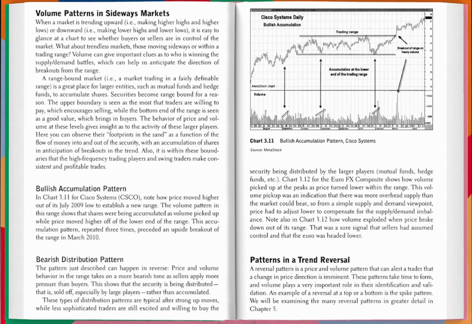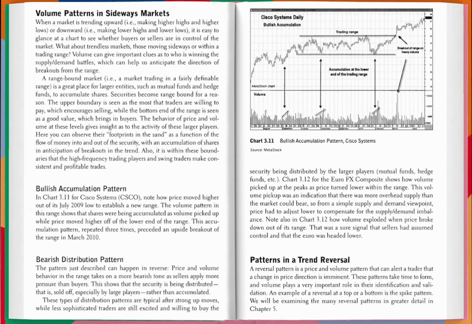Bearish distribution pattern. The pattern just described can happen in reverse. Price and volume behavior in the range takes on a more bearish tone as sellers apply more pressure than buyers. This shows that the security is being distributed, that is, sold off, especially by large players rather than accumulated. These types of distribution patterns are typical after strong up moves, while less sophisticated traders are still excited and willing to buy the security being distributed by the larger players, mutual funds, hedge funds, etc.